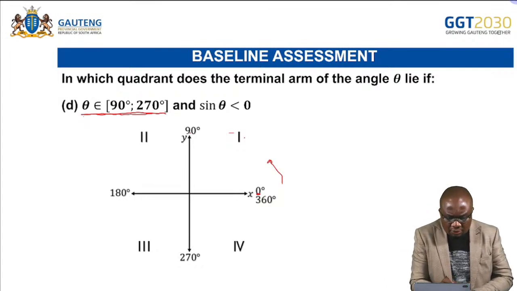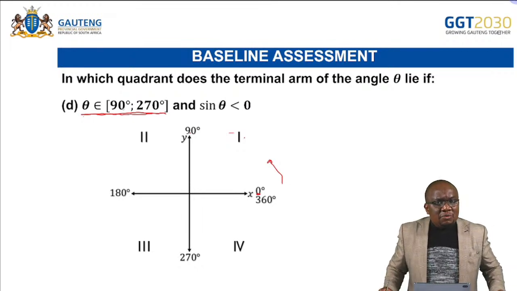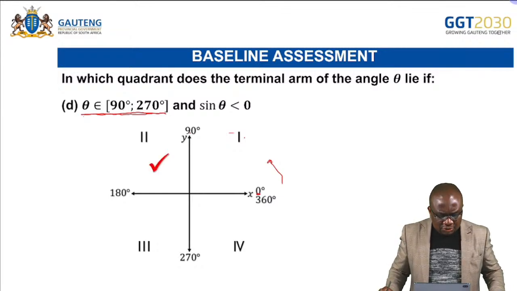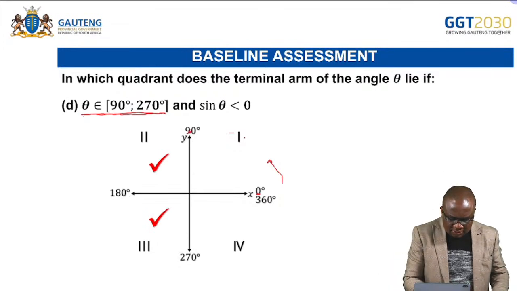Now, which quadrant do we have from 90 degrees to 270 degrees? Which quadrants are those? From 90 to 270, that's quadrant 2 and quadrant 3. You see that? From 90 to 270.